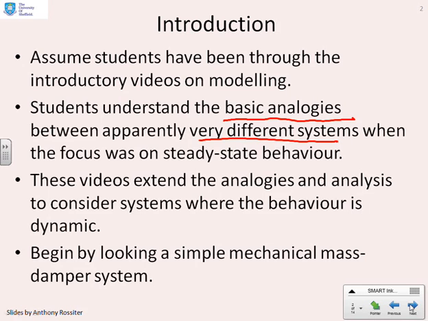However, the earlier videos focused on steady-state behaviour, and now what we want to do is look at systems where the behaviour is dynamic. Things are changing. We're going to begin by looking at simple mechanical mass damper systems.